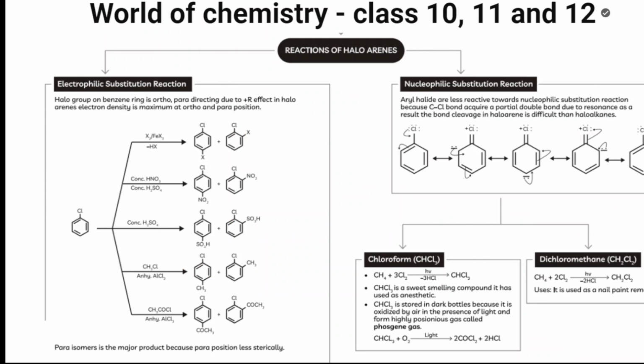From there, I went into haloarenes. In haloarenes, electrophilic substitution reactions are listed with ortho and para products. Then the nucleophilic substitution reaction. There's a question asked: why are aryl halides less reactive towards nucleophilic substitution? That I have mentioned here, very important. Then polyhalogen compounds, a part of the chapter for state board students also, chloroform and dichloromethane, important things I have listed. Chapter is over. In 2 minutes, the chapter is over.